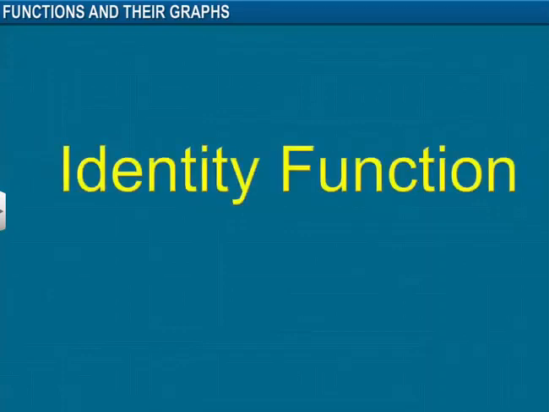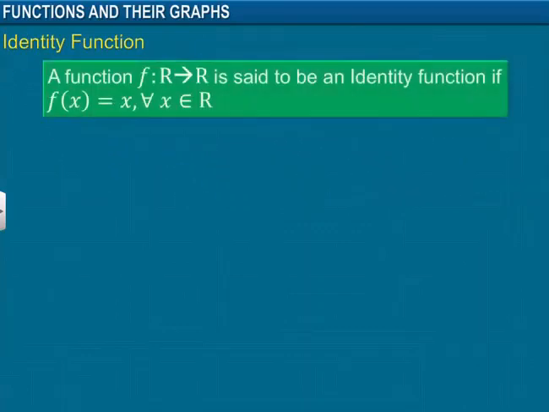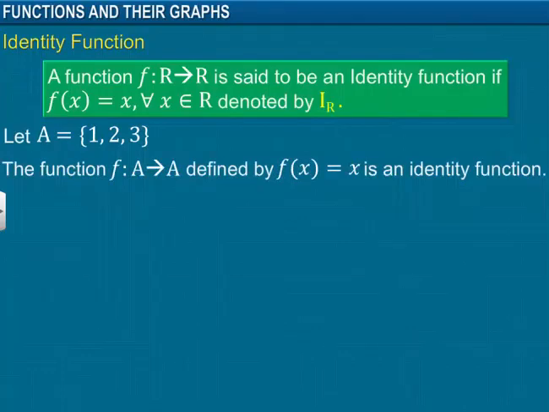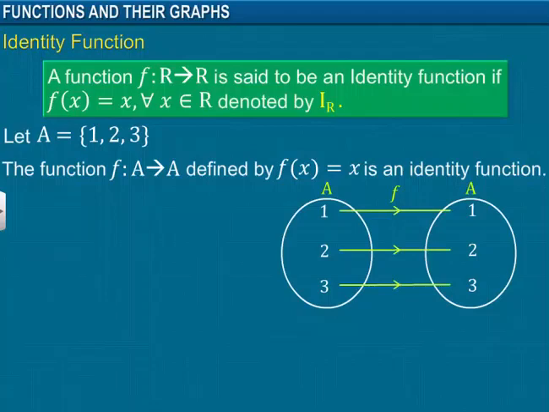The first function we are going to discuss is the identity function. An identity function is a function f from set R to set R, such that f of x is equal to x for all x belonging to set R. An identity function is denoted by I with subscript R. Let A be the set having elements 1, 2 and 3. Then the function f defined on A by f of x is equal to x is the set of ordered pairs (1, 1), (2, 2) and (3, 3). This is an identity function.